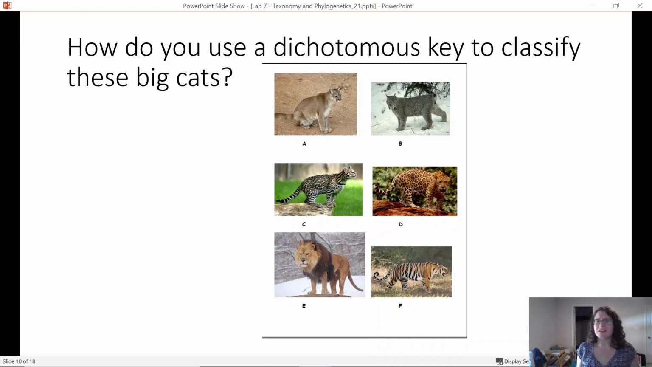So some have spots, some don't. Some have tails, some don't. One of them has a mane. One of them has spots and stripes. Building that out will help you to understand that, okay? I will not build this key for you right now, but use the same skills, okay?